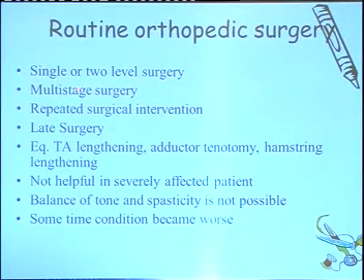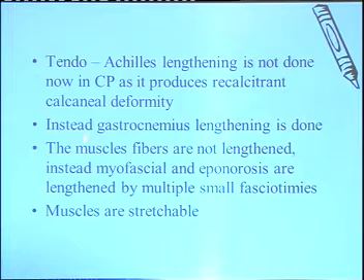Now, routine orthopedic surgery was single, 2-level or multiple level surgery, repeated surgical intervention, late surgery: TL lengthening, adductor tenotomy, hamstring lengthening. All these were done when I was a resident. Even neurectomies were done, but it is not helpful in a severely affected patient, and balance of tone and spasticity is not possible. And sometimes the condition became worse.